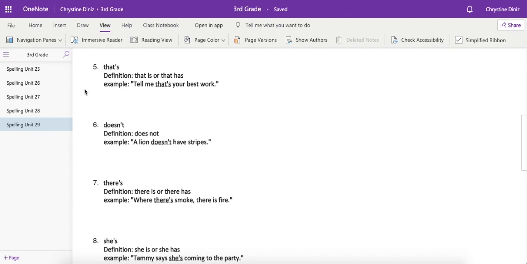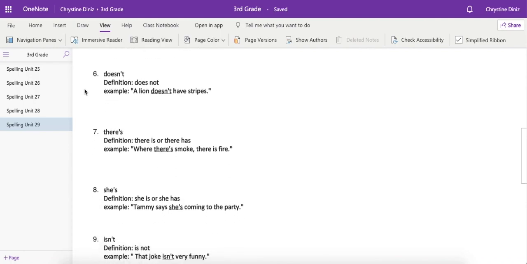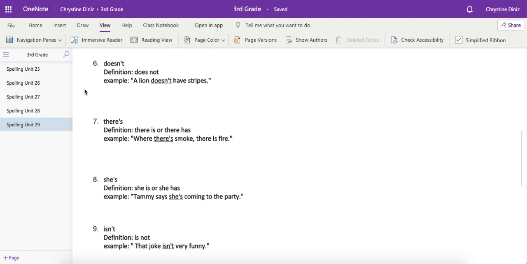All right, so we talked about these in English, like I said. Contractions are usually a word with is or a word with not. And I think that's it. All right, so that's basically what our spelling words consist of. Number six, doesn't. D-O-E-S-N apostrophe T. The definition is does not. An example sentence is, a lion doesn't have stripes.